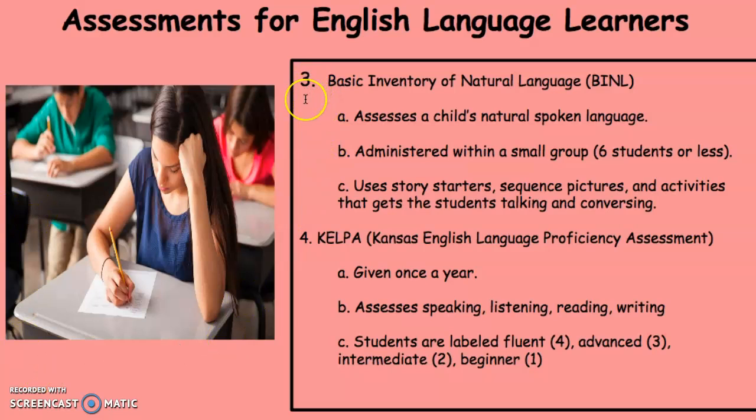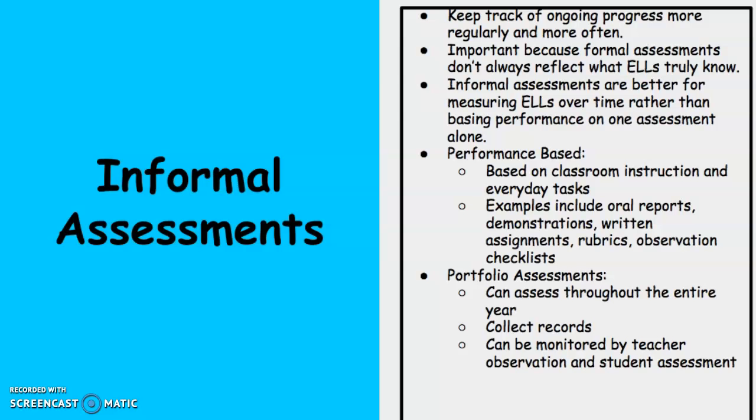Another assessment is the Basic Inventory of Natural Language. It assesses a child's natural spoken language, administered within a small group of 6 students or less, and it uses story starters, sequence pictures, and activities that get the students talking and conversing with one another. And then lastly, in Kansas, we use the CALPA test, which is given once a year. It assesses speaking, listening, reading, and writing. And then students are categorized and labeled as fluent, advanced, intermediate, or beginner.